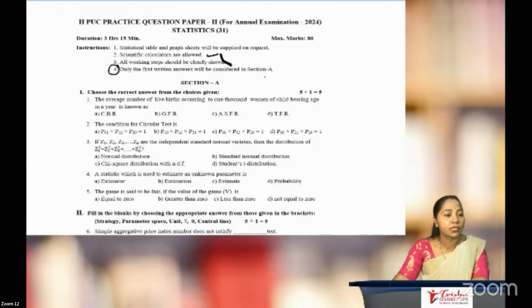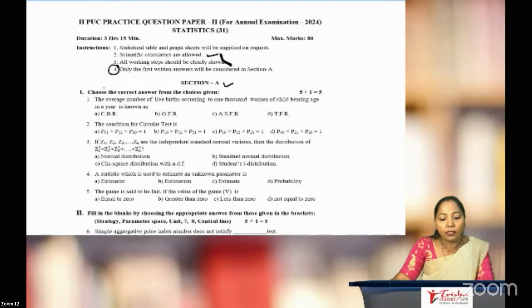Okay, so under section A, either you can write in the first, or once you finish all the sums, you can answer these questions under section A at the end. But answers will be considered whatever is written first. Don't strike out any answer. So think and answer.